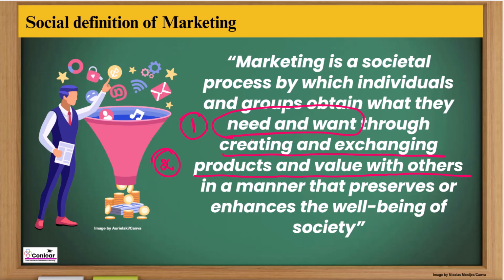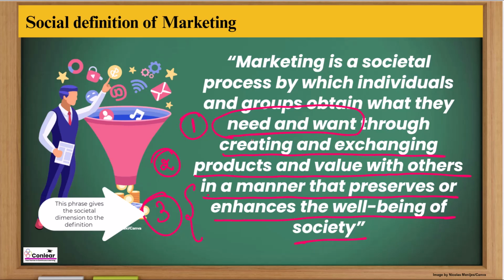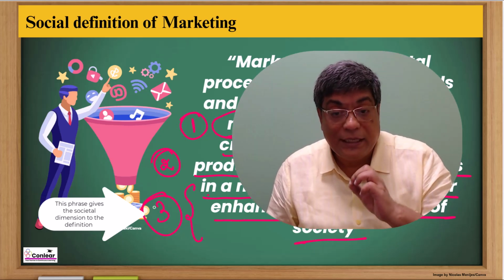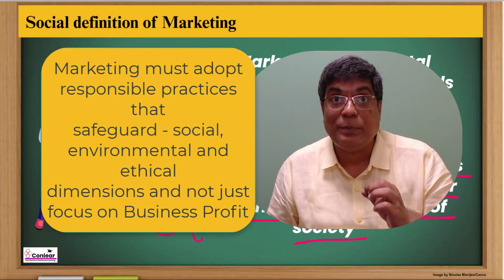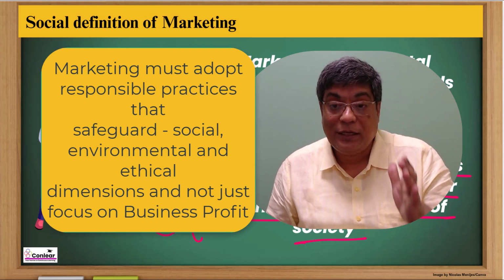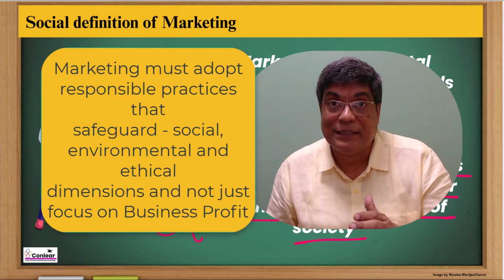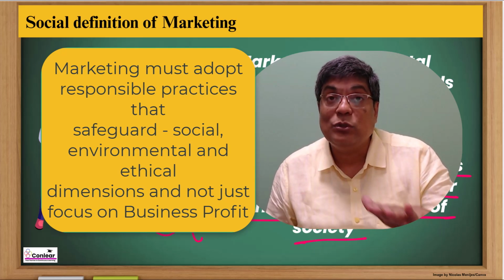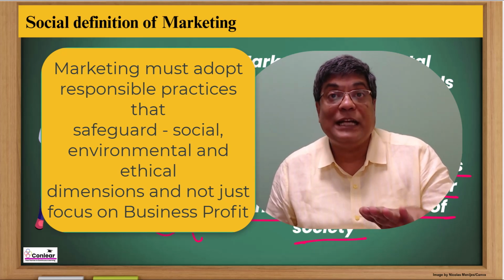But the most important words in this definition that need attention are in a manner that preserves or enhances the well being of the society. And this is what gives the definition a societal or the social dimension. What it really means is that marketing must adopt responsible practices that safeguard social, environmental, and ethical dimensions and not just look at the profit aspect of the business.